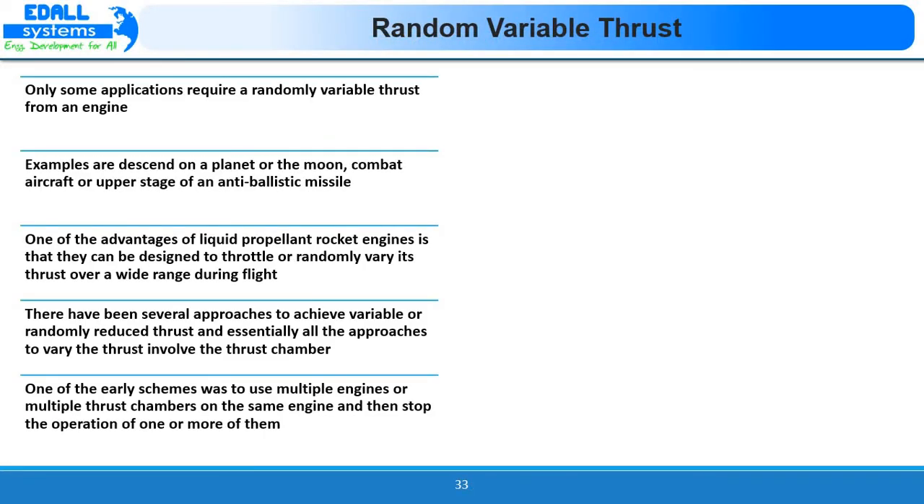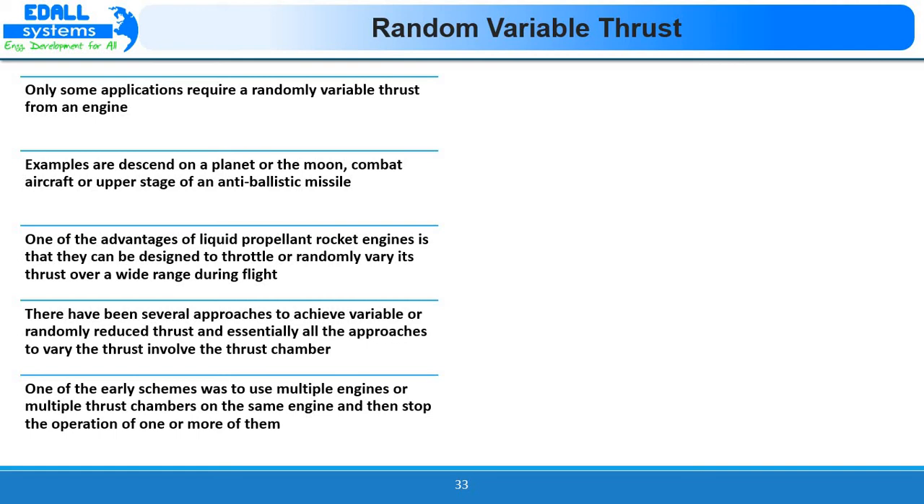Only some applications require a randomly variable thrust from an engine. Examples are descent on a planet, combat aircraft, or the upper stage of an anti-ballistic missile. One of the advantages of liquid propellant rocket engines is that they can be designed to throttle or randomly vary their thrust over a wide range during flight. There have been several approaches to achieve variable or randomly reduced thrust, and essentially all the approaches to vary the thrust involve the thrust chamber.